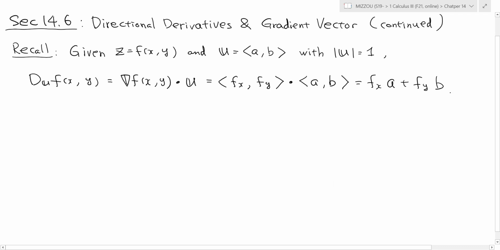Today, what we're gonna do is basically look at the gradient vector from a more geometrical point of view. And to think about it, what we're gonna do is to maximize the directional derivative.